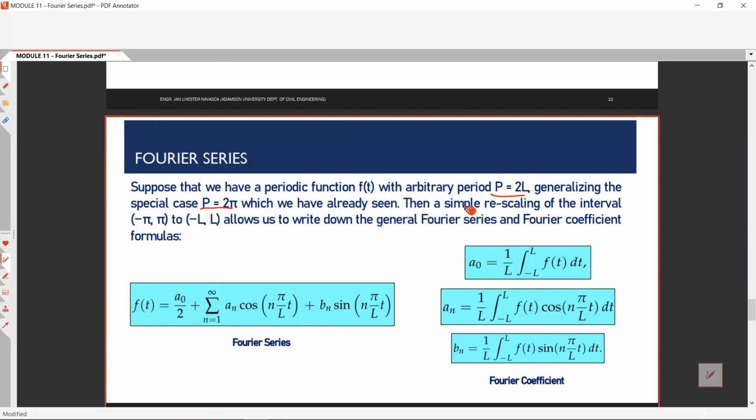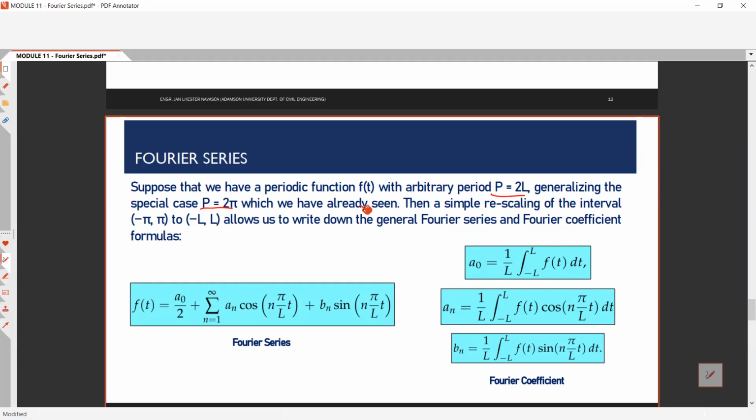So then a simple rescaling of the interval negative pi to pi to negative L to L allows us to write down the general Fourier series and Fourier coefficient formulas. Okay, so this one is the general formula for the Fourier series.